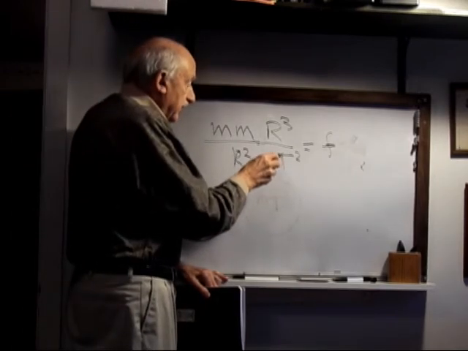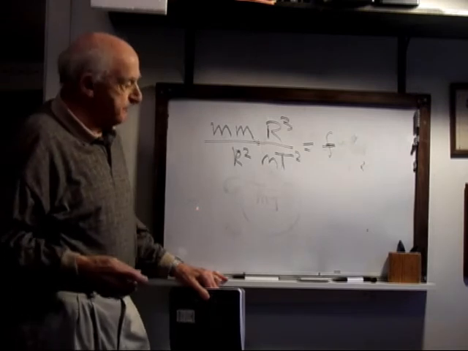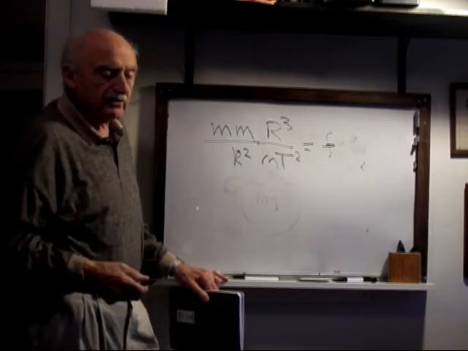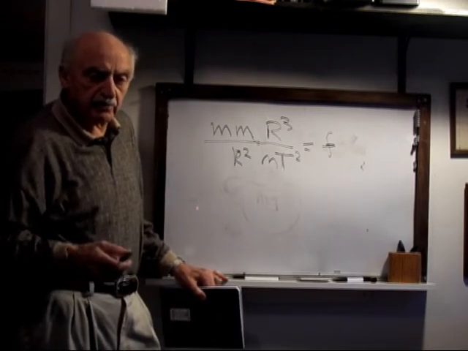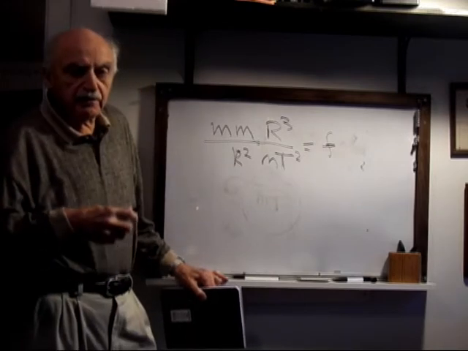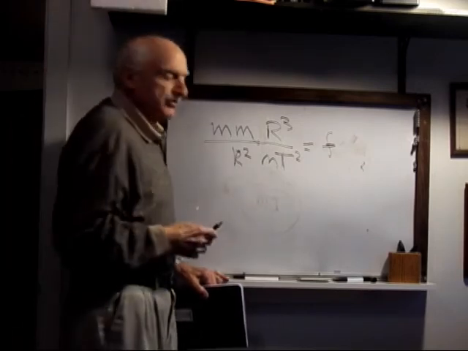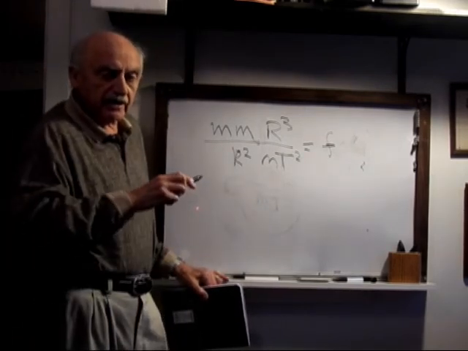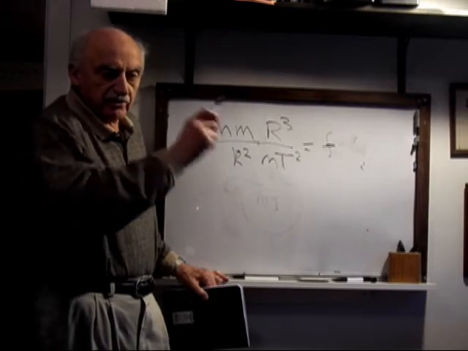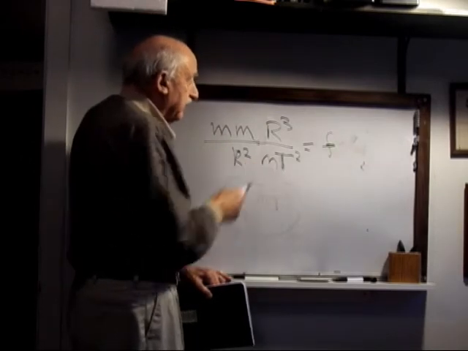This is not in cycles per second. It's important to note that nature does not use cycles per second to represent a frequency, and it does not use seconds per cycle to represent period. It uses a radian, which is the length of the radius of a circle measured around the circumference. So this is in seconds per radian.